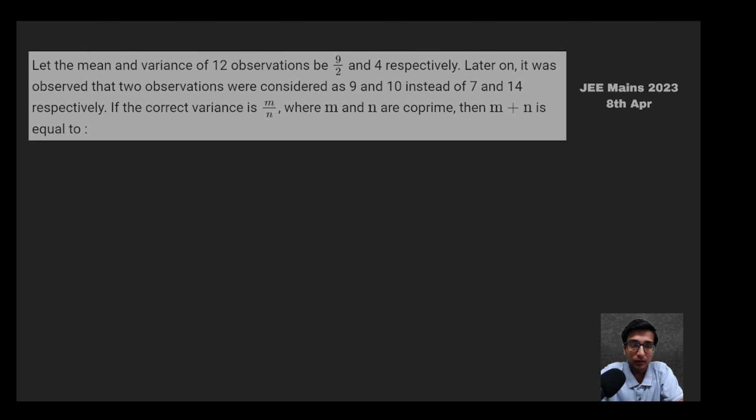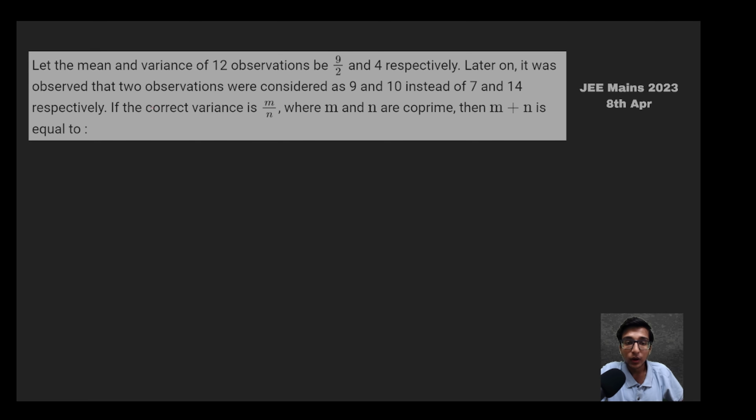So now let's look at another question. What has been provided to us in this question? Let the mean and variance of 12 observations be 9 by 2 and 4. Later on, it was observed that 2 observations were considered as 9 and 10 instead of 7 and 14, respectively. If the correct variance is m by n, where m and n are co-prime, then m plus n is equal to. Again, a similar question to the previous one.